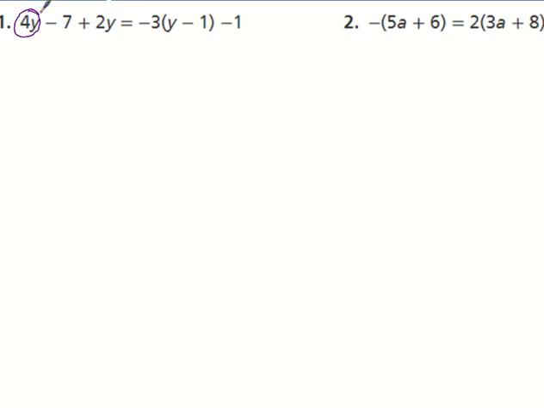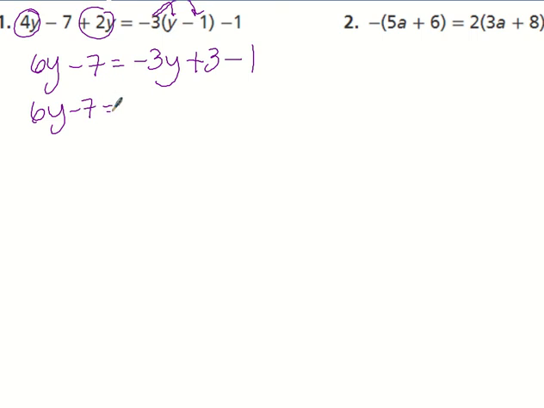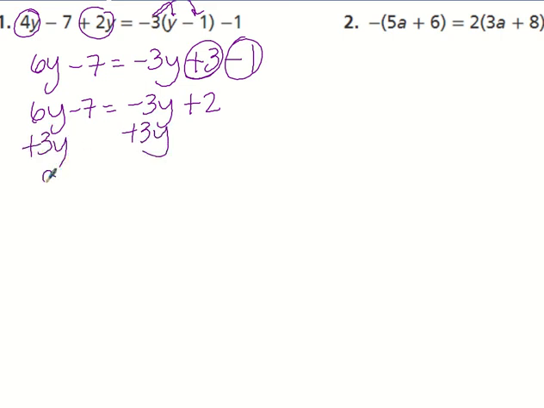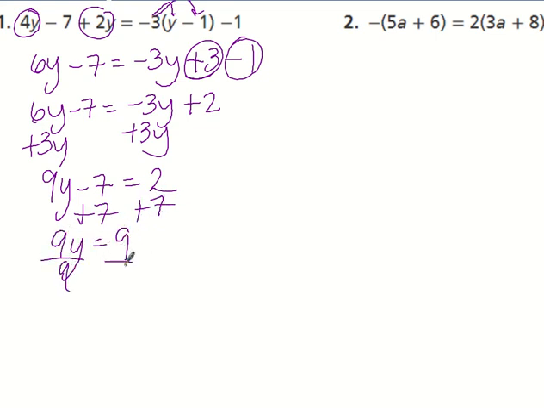All right, so I'm going to combine like terms and distribute at the same time. 6y minus 7 equals negative 3y plus 3 minus 1. I'm going to get 6y minus 7 equals negative 3y plus 2. Add this 3y. 9y minus 7 equals 2. Add 7. 9y equals 9. Divide by 9. y equals 1. One solution.